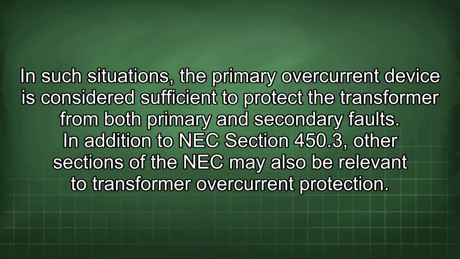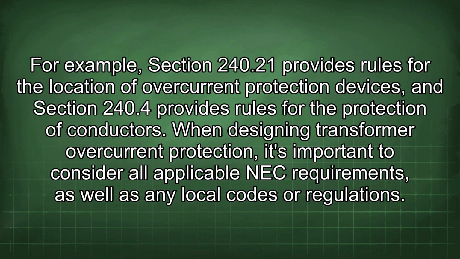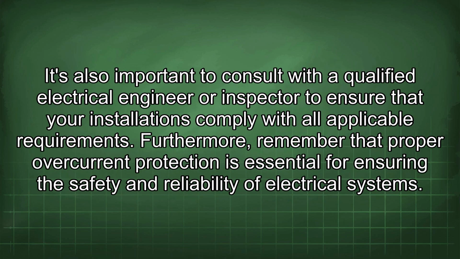In addition to NEC section 450.3, other sections of the NEC may also be relevant to transformer overcurrent protection. For example, section 240.21 provides rules for the location of overcurrent protection devices, and section 240.4 provides rules for the protection of conductors. When designing transformer overcurrent protection, it's important to consider all applicable NEC requirements, as well as any local codes or regulations. It's also important to consult with a qualified electrical engineer or inspector to ensure that your installations comply with all applicable requirements.